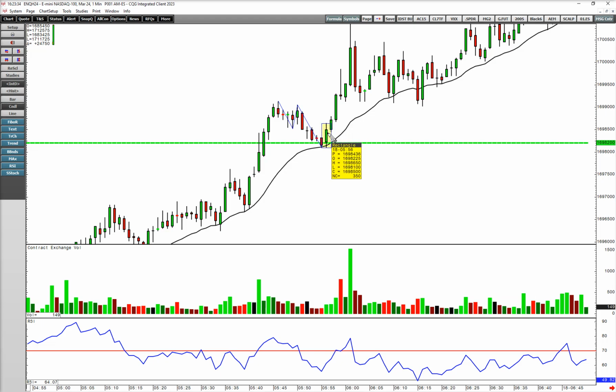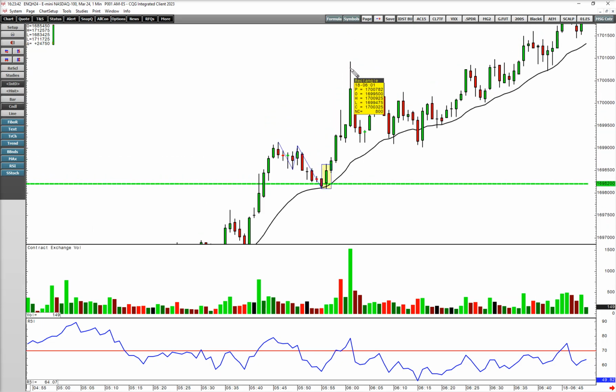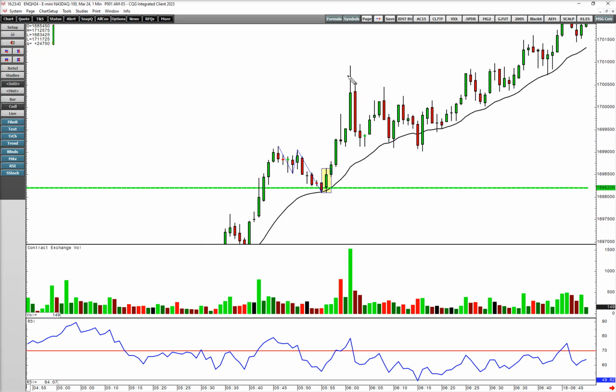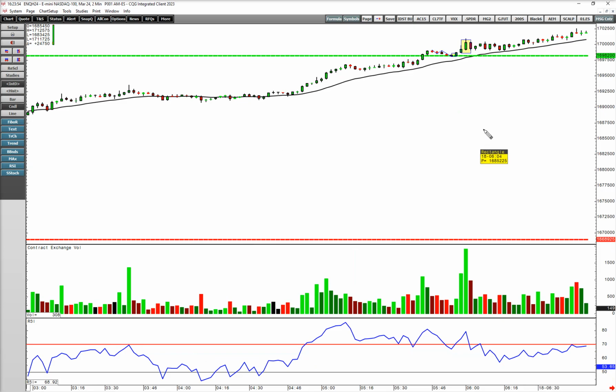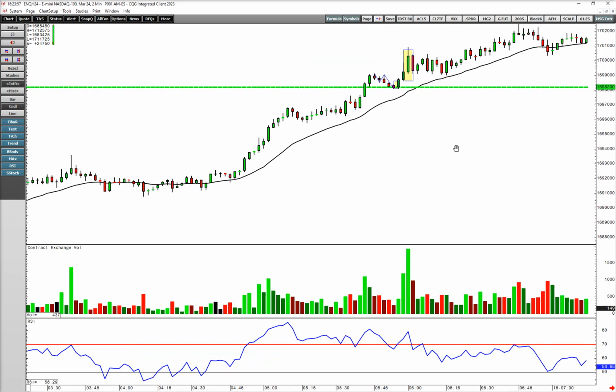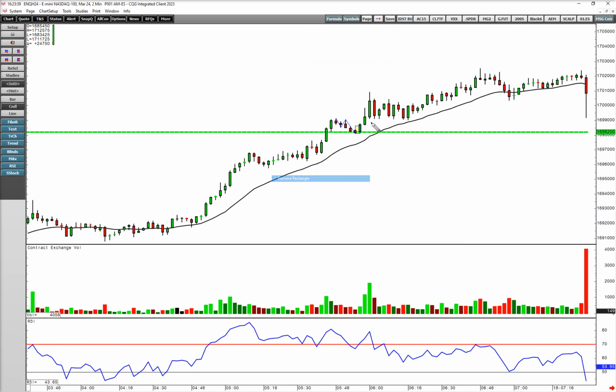And this risk here would have gotten 4 times your risk at 17,008.50, I think it was. Yeah, so right up here, that was 4 times your risk. And then what's nice is this pattern here that set up immediately afterwards on the 2-minute chart was another attempt.